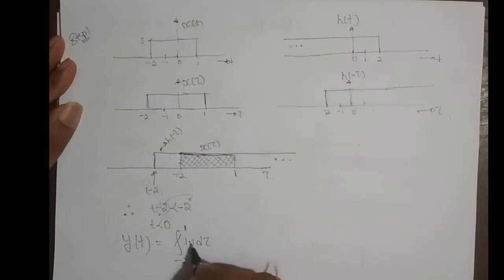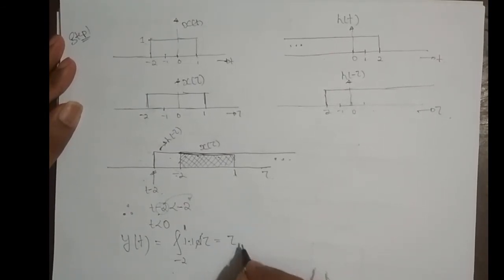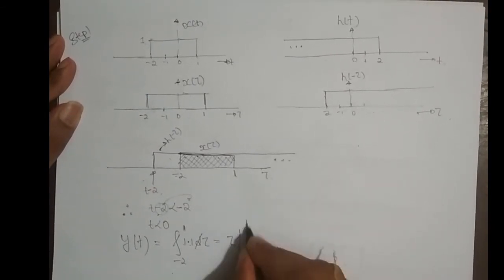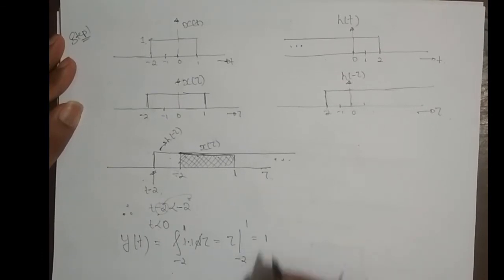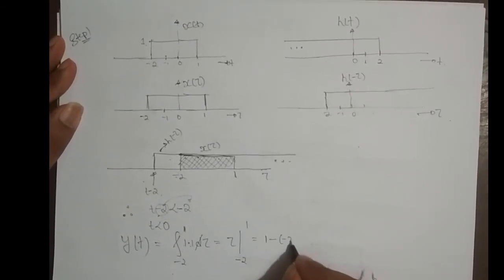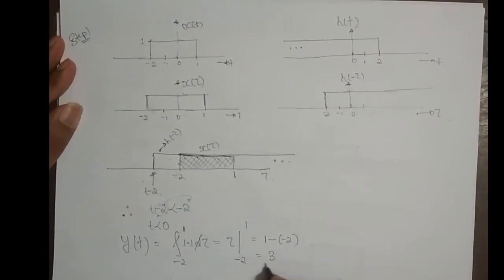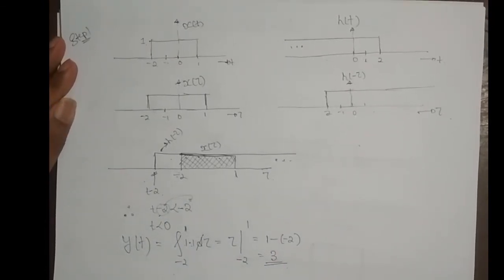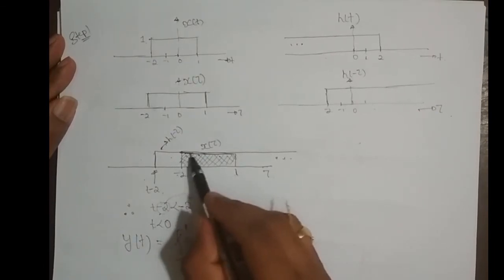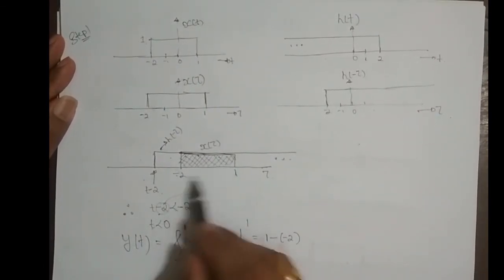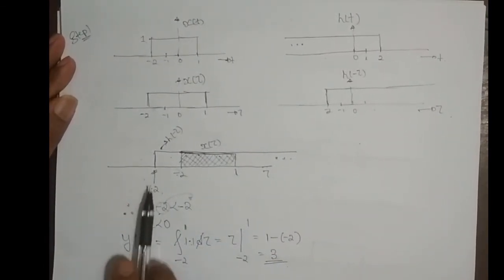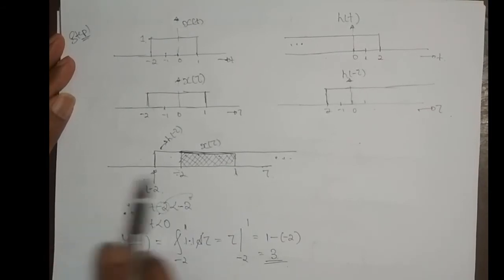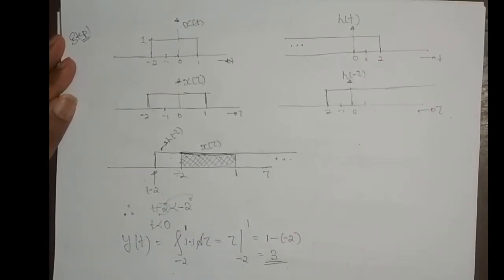Right? So integration and differentiation cancel out, so I end up with tau with a limit minus 2 to 1. This is nothing but 1 upper limit minus minus 2 lower limit, which is equal to 3. So for t less than 0, my output is 3. It's a constant. Why? Because the overlap portion does not change. It remains the same no matter where I keep t minus 2, from minus infinity up to just before minus 2.